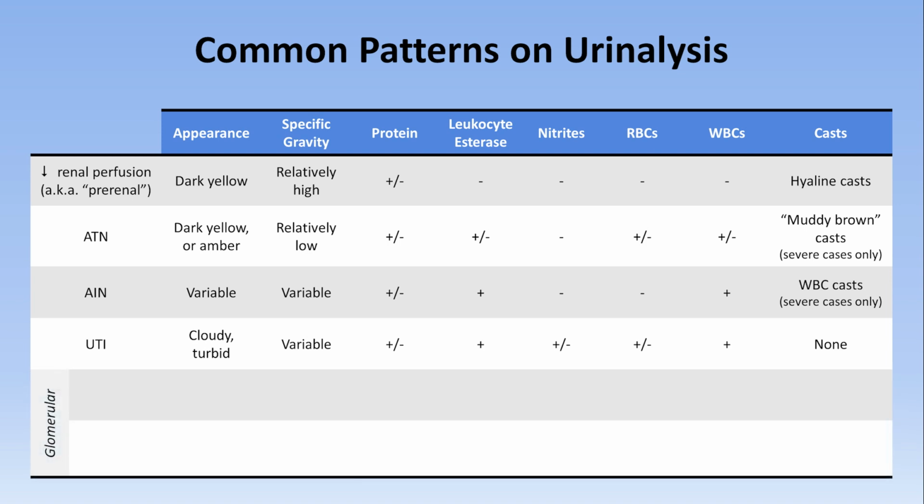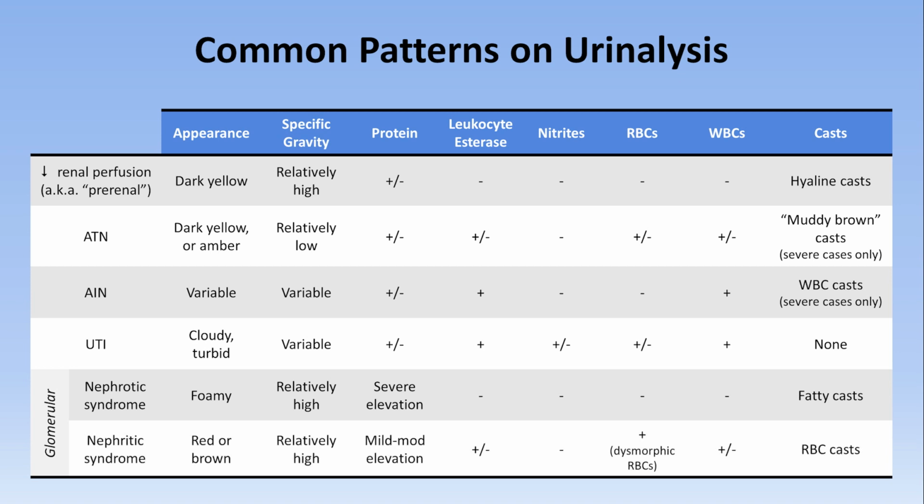With the glomerular diseases, first remember that these are not common causes of AKI. In those diseases leading to the nephrotic syndrome, the urine may be foamy due to proteins decreasing its surface tension. Protein by definition will be severely elevated. That means 3 or usually 4+ on a conventional dipstick. And there may be fatty casts on microscopy. In nephritic syndrome, the hallmark is glomerular bleeding, so the appearance of urine will be red or brown. There will be dysmorphic red cells plus or minus some whites, and there will be red cell casts.